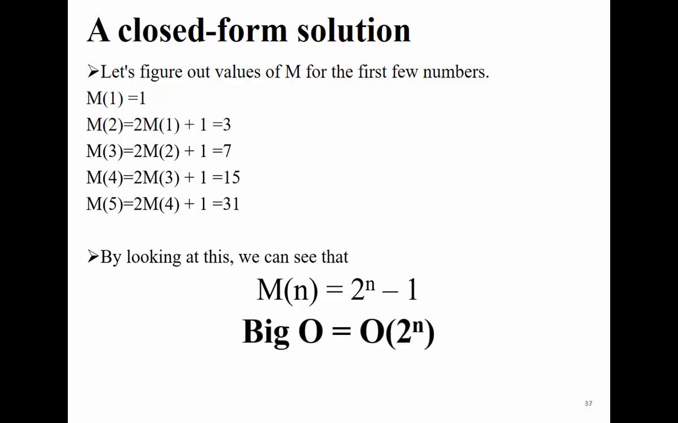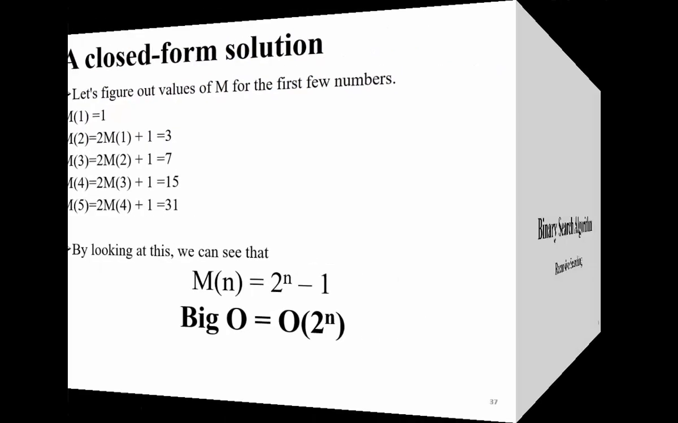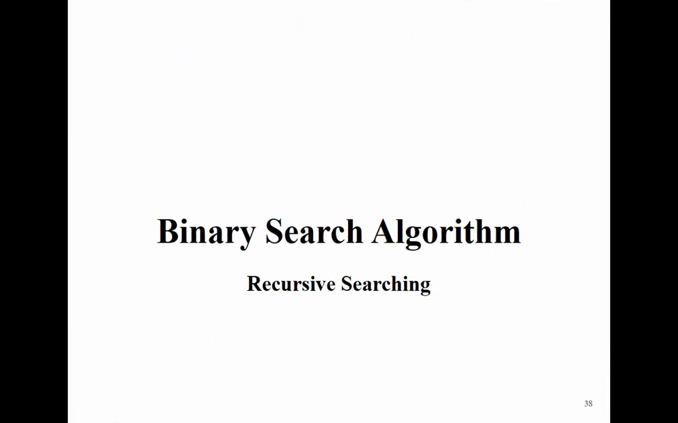So the Tower of Hanoi with the recursive solution is order of 2 to the power n, which is exponential in terms of time complexity. Very costly solution. Any questions before we start binary search?